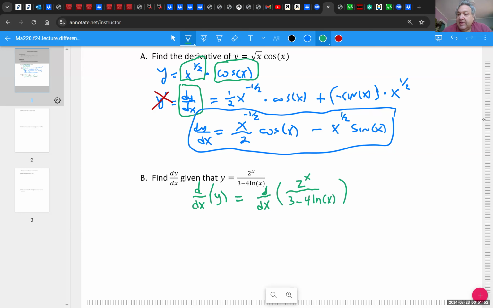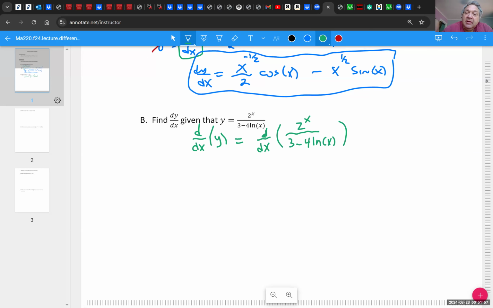Okay, so I'm going to go ahead and find the derivative on both sides. The derivative of y is called dy/dx. And the derivative of this creature, it's a quotient of 2 functions. So I have this top function up here. I have the bottom function down here.